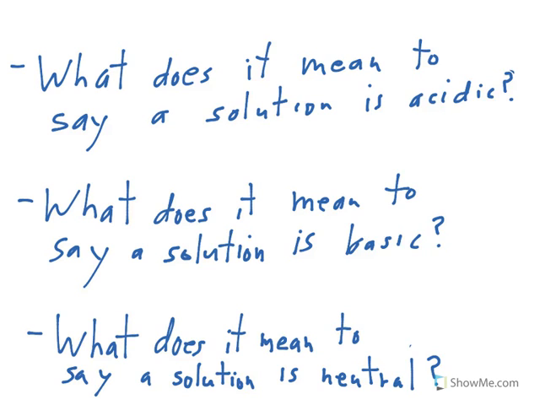Okay, and sometimes when I ask these questions, students will jump up and say, oh, this is really easy. When a solution is acidic, that means the pH is less than 7. If it's basic, that means the pH is greater than 7. And if it's neutral, that means the pH is equal to 7. Those are all true statements, okay? But what does that really mean? What does it mean to say that the pH is less than 7?